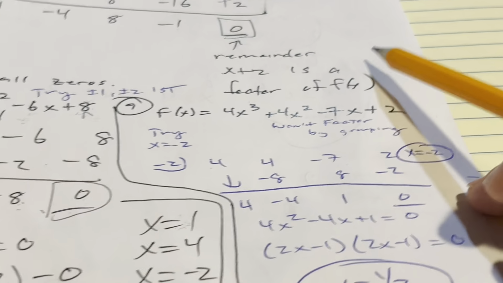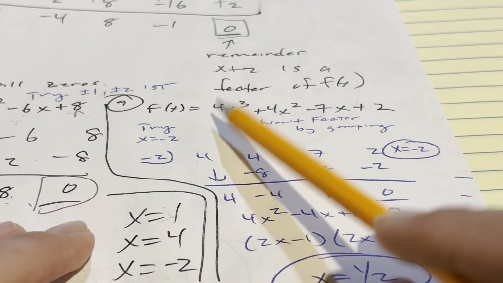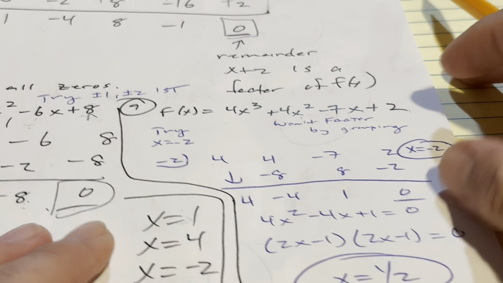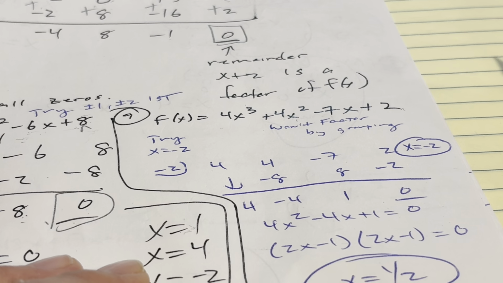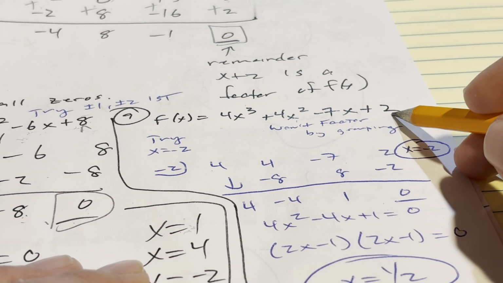All right. Number 9 also won't factor by grouping. 4, 4, negative 7, 2. That ain't going to work. 1 or 2 of these might factor by grouping, okay? So, again, let's take a look here.